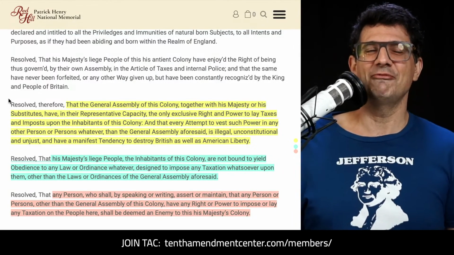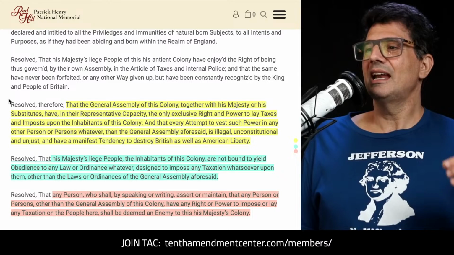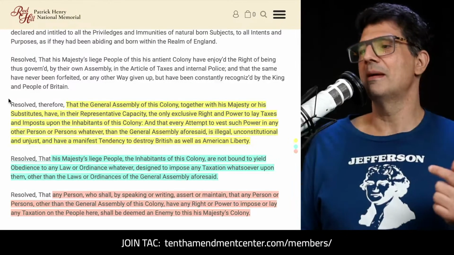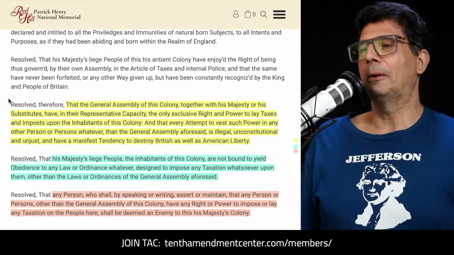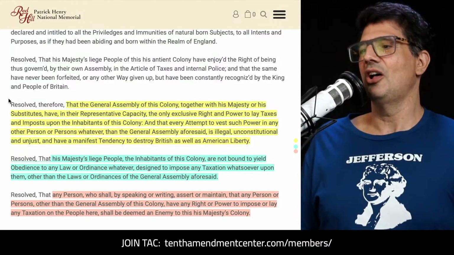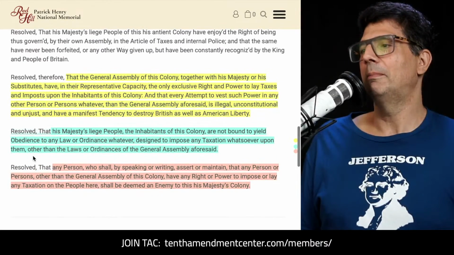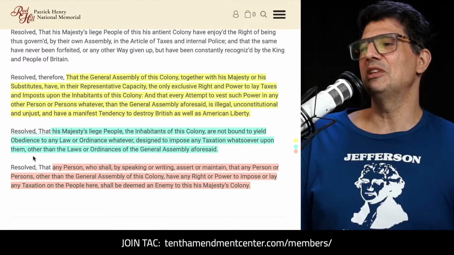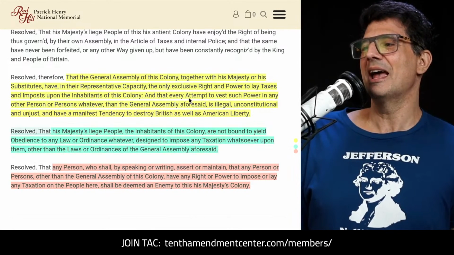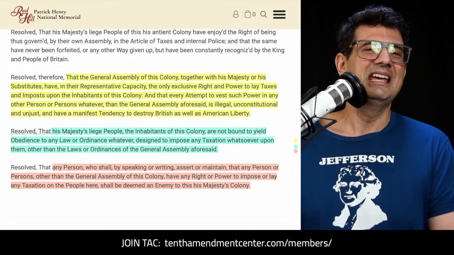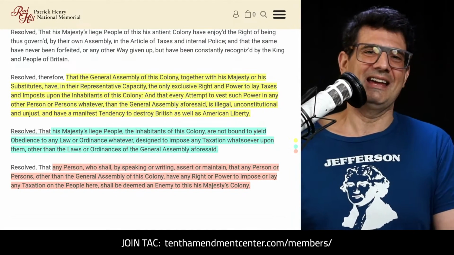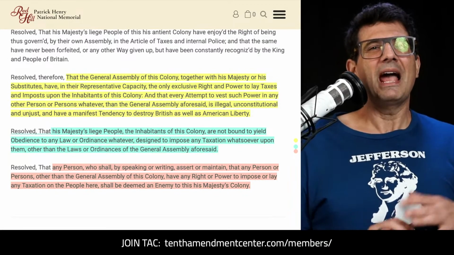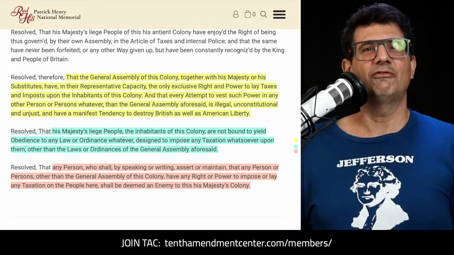But he goes a little further. He makes it really hardcore. He said, any person who shall, by speaking or writing, assert or maintain that any person or persons other than the General Assembly of this colony have any right or power to impose or lay any taxation on the people here shall be deemed an enemy to this His Majesty's colony. So even just making the claim, to Patrick Henry, that the British Parliament had this power over internal policy in Virginia.